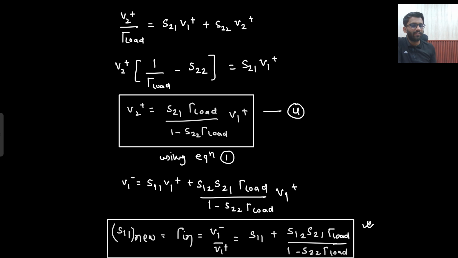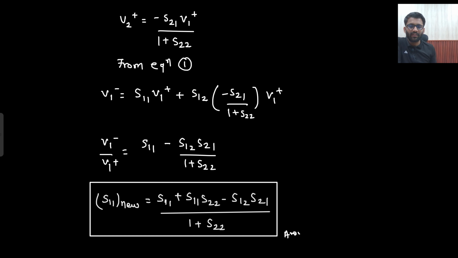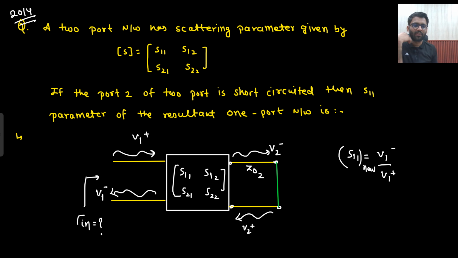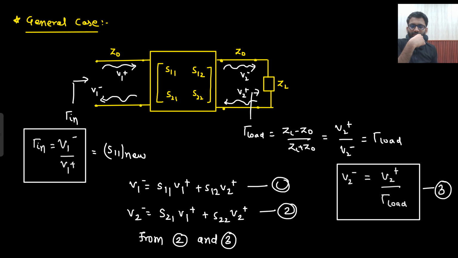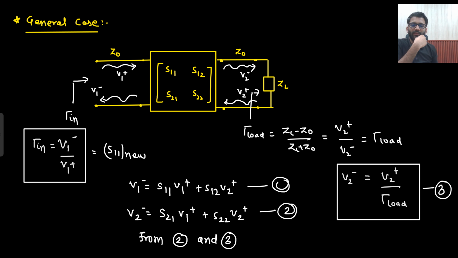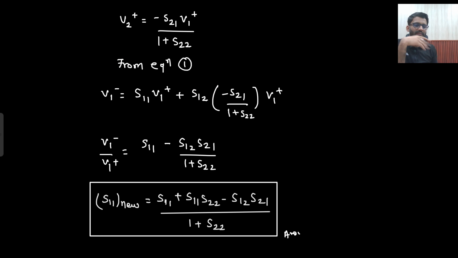Certainly we are not going to remember the formula, right? If I put gamma load equal to -1, will I get the same answer? Gamma load was -1 there. So if I put gamma load equal to -1 here, S22 also gets -1, so it will be +1. So S11 plus S12, yes, the same answer would be there.